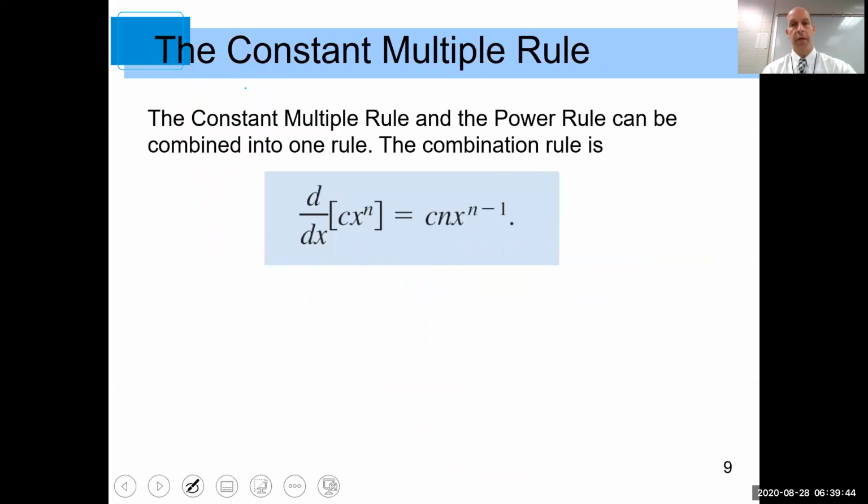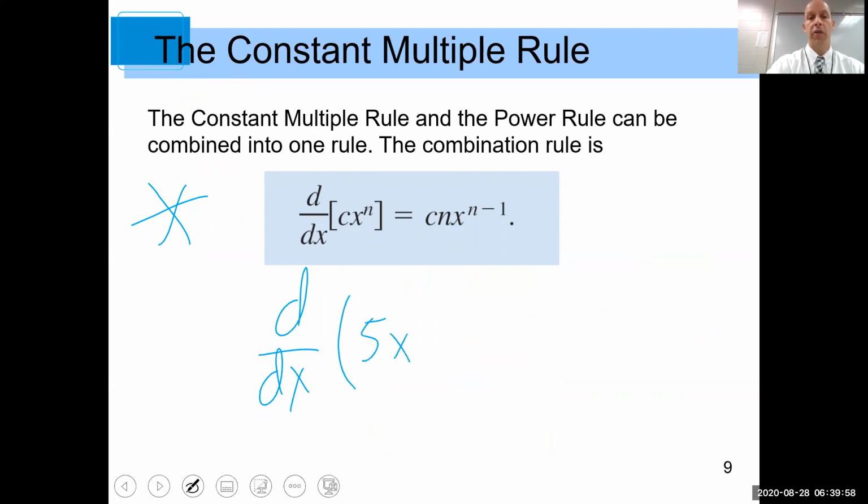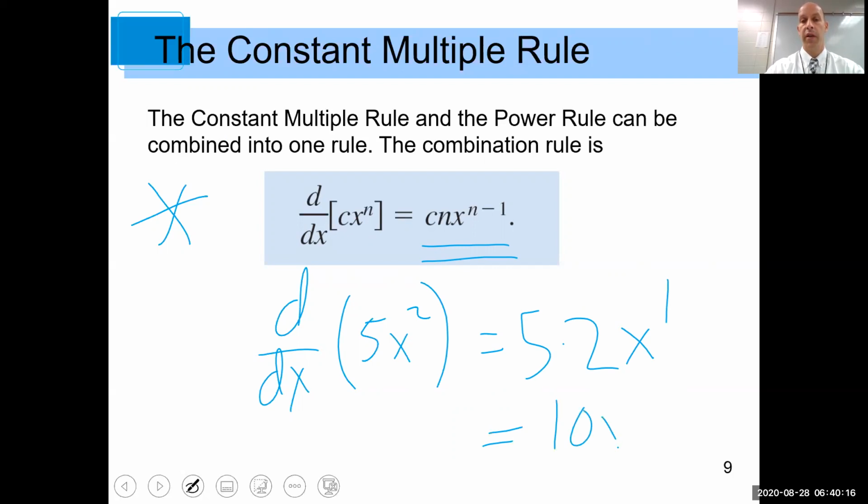So this is the slide I got confused on a second ago. This is the constant multiplier rule and the power rule being combined. This slide here actually might be very helpful for you. Let's say you were trying to do the derivative of 5x squared. Well, the constant multiplier rule tells you the following. It's c, and c in this case would be 5. n is the exponent, so that's going to be 2. And then x to the n minus 1, well, n was 2, so that's going to be 1. So in other words, this derivative is 10x.